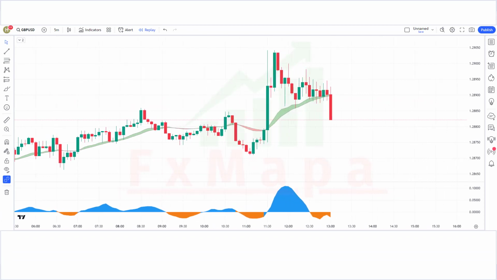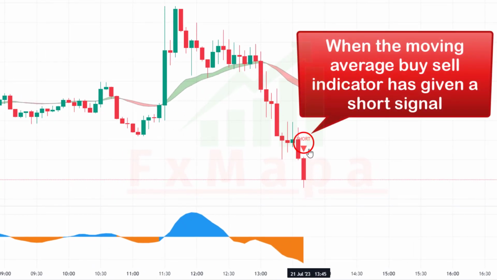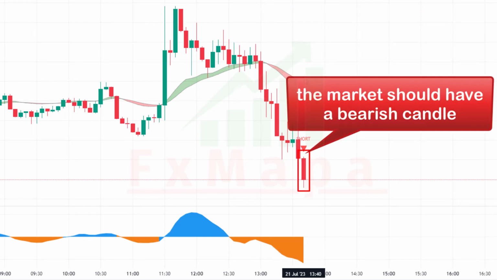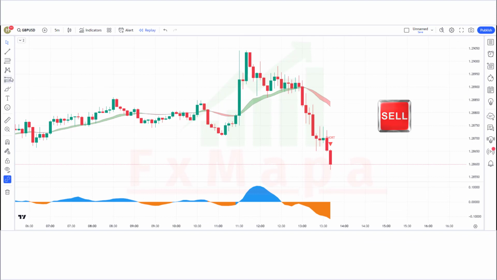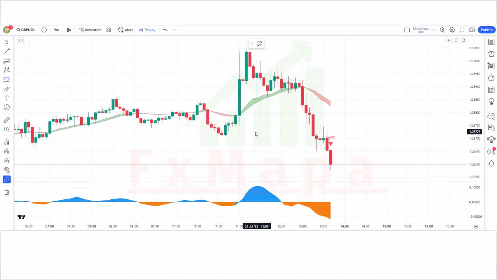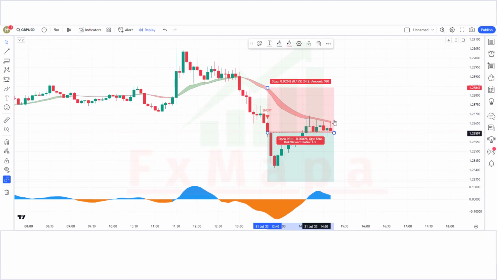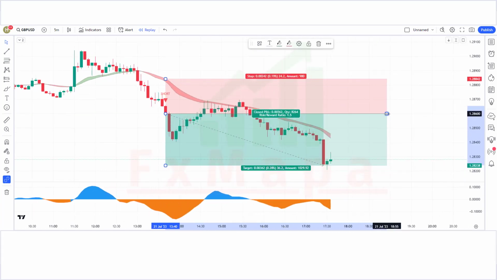Now, let's understand the concept where we will take buy and sell trades based on their conditions. When the moving average buy-sell indicator has given a short signal, the alternative trend indicator is in a downtrend, and the market should have a bearish candle, and the center of linearity indicator histogram should be below the 0 level, if this condition is fulfilled, then we will place a sell order. Our stop loss will be placed at the alternative trend indicator stripe higher, and the risk to reward ratio will be 1:1.5. The market has completely hit the target.